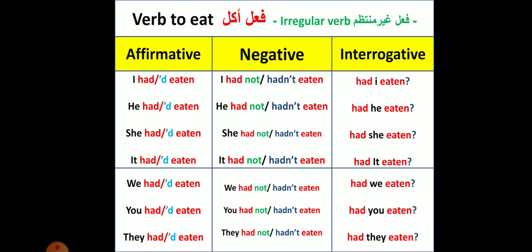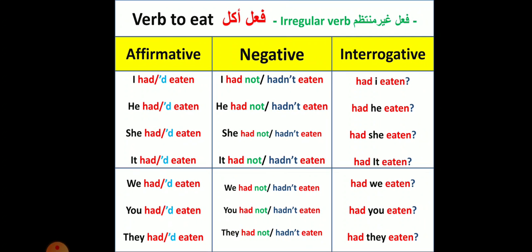It had not eaten, or it hadn't eaten. We had not eaten, or we hadn't eaten. You had not eaten, or you hadn't eaten. They had not eaten, or they hadn't eaten.